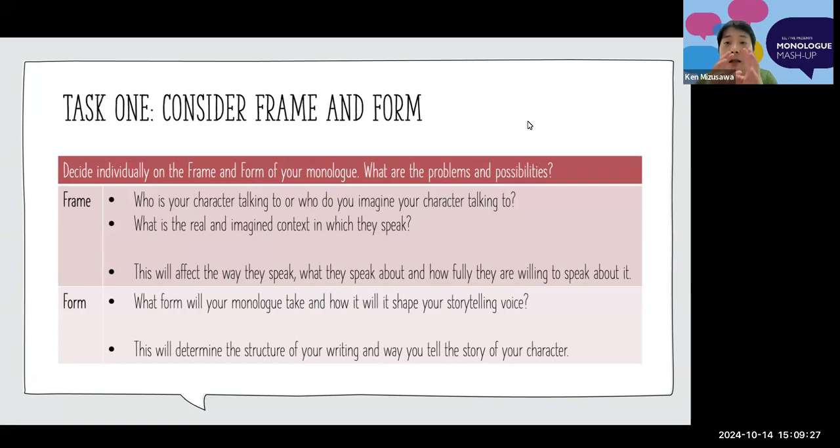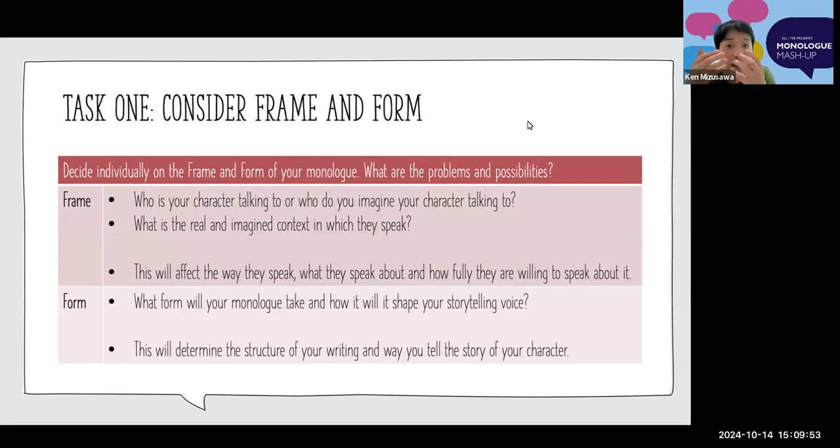By frame, what I'm talking about is establishing the boundaries of your writing. It's about establishing the context through which the character is able to voice themselves. Okay, so ask yourself two questions. Who is your character talking to, or who do you imagine your character talking to?